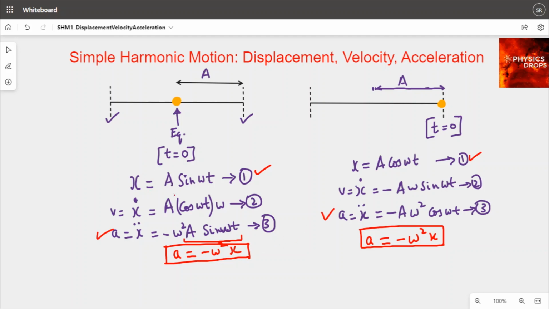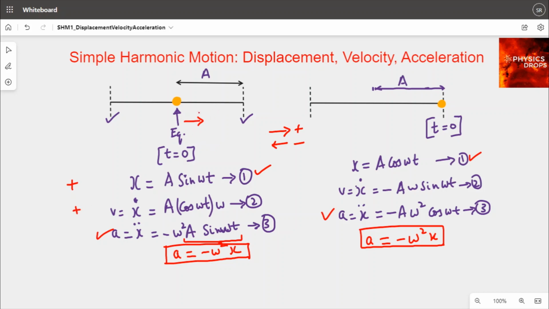Now, looking at the signs here, another interesting thing to note: if we take this as the positive direction and this as the negative direction, let's look at the left hand side first, where the equilibrium position is t equal to 0. It starts at the equilibrium position, so displacement can be positive or negative. We'll take it as positive. And then it starts moving to the right, so velocity is towards the right, and the right hand side is positive for us. So velocity is positive.